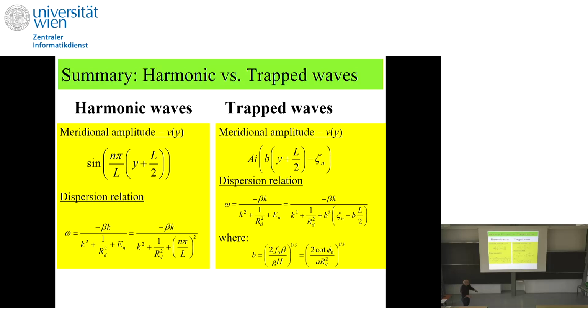If you just go through the math, if you go to the trapped waves, then the meridional amplitude varies like Ai, again, with this argument. B, remember, it was the beta, but dressed up in some fancy clothes. And this is the zero of the Airy function, the zero number n of the Airy function. So think about it as n pi. It's not pi, but you know, it's 2 point something and 4 point something, etc. We know the numbers are tabulated. And this is a function of beta, and their dispersion relation is this.